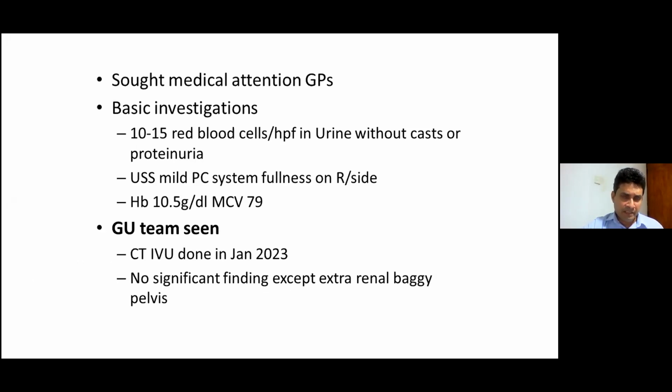Because of this abdominal pain, this patient went to a few doctors in the area, and they had done basic investigations. Out of those, the UFR had shown microscopic hematuria without any evidence of active sediments. Because of microscopic hematuria, those doctors requested an ultrasound examination, and the ultrasound scan revealed mild pelvic system fullness on the right side. In addition to UFR, the full blood count had shown microcytic anemia, but not much attention was given to that.